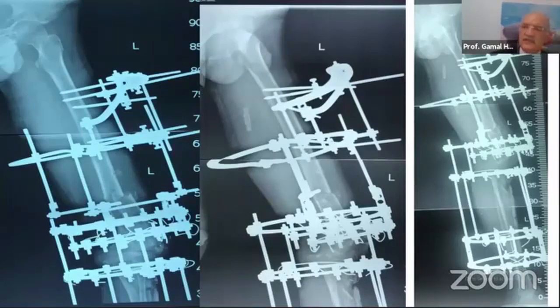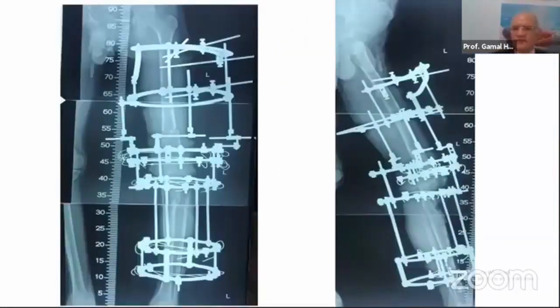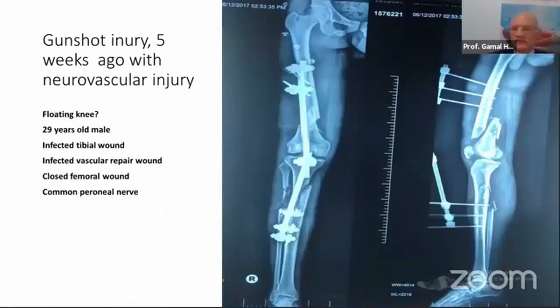You see the anatomical reduction. This picture again. You see the displacement, the patient coming at 35 days or 5 weeks. See the severe displacement. Most of the people think that you have to do open reduction because of the soft tissue interposition and severe shortening.